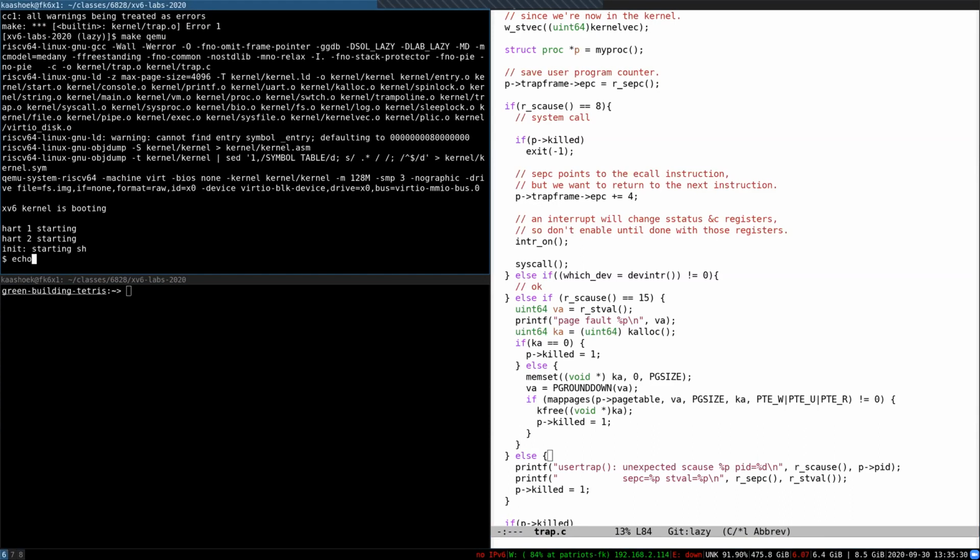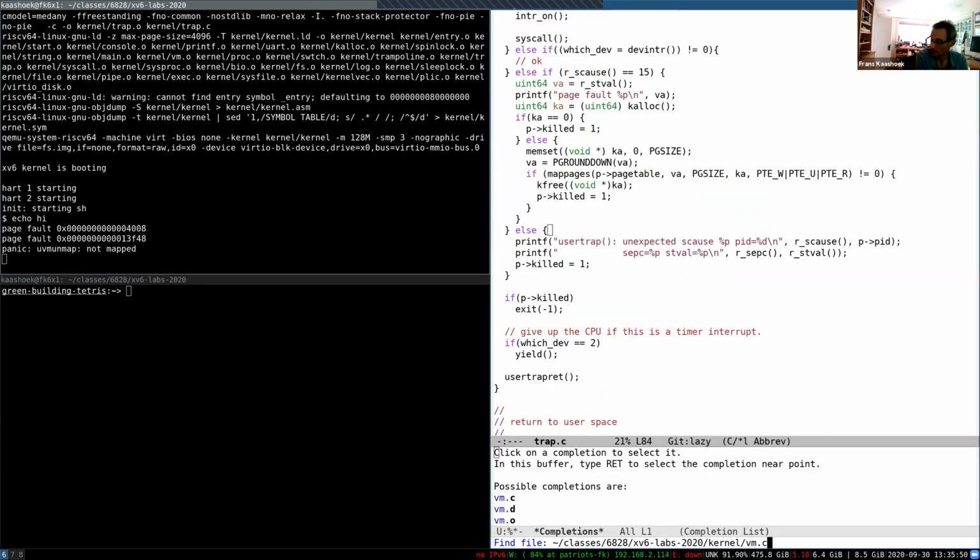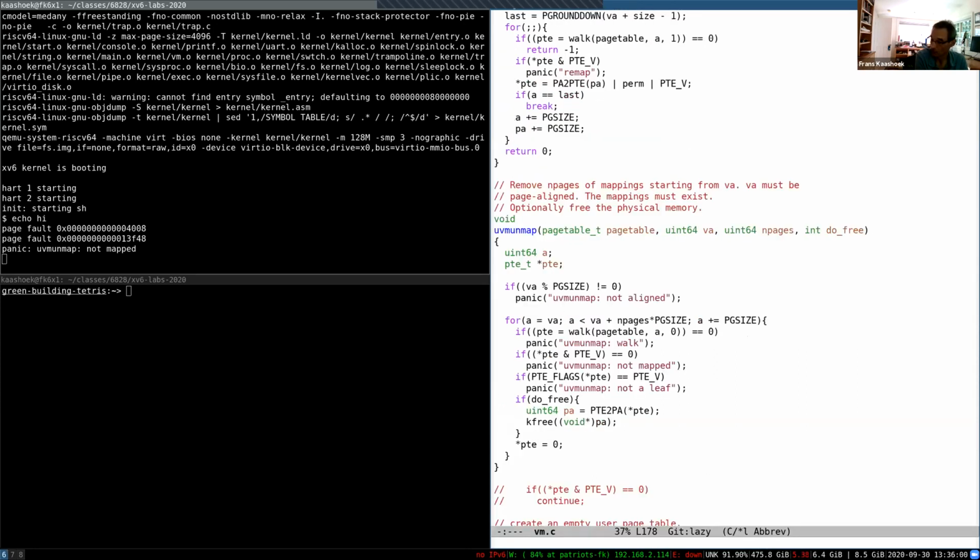Good, excellent. So echo hi. Now, of course, we're going to be optimistic and we hope that works. I'll tell you it won't work, but we did get 2 page faults, right? We got a page fault at 4008. Apparently we processed them because we got another page fault. And so now the only problem that we've left is there's a UVMF, complaining that there is some page that we're trying to unmap that is actually not mapped.